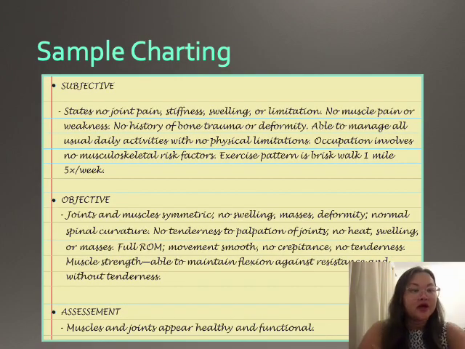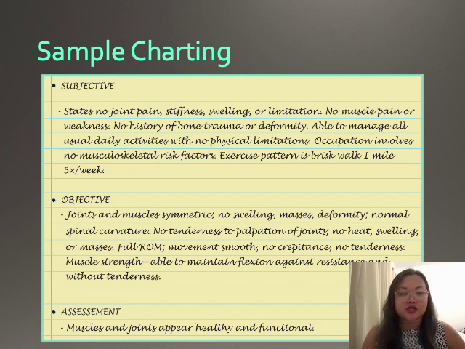Here you have, in subjective, states no joint pain, stiffness, swelling, or limitation. There's no muscle pain or weakness. There's not a history of bone trauma or deformity. Your patient is able to manage all their usual activities of daily living with no physical limitations. Their occupation involves no musculoskeletal risk factors. Exercise pattern is a brisk walk 1 mile, 5 times a week.